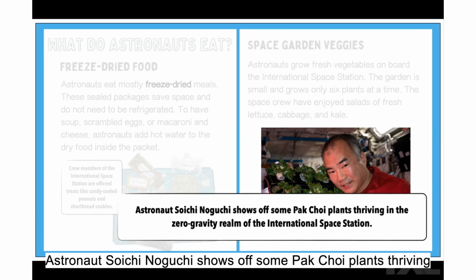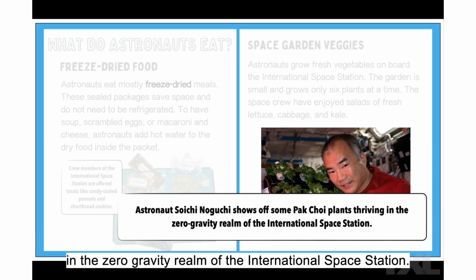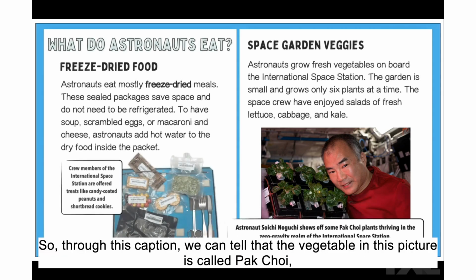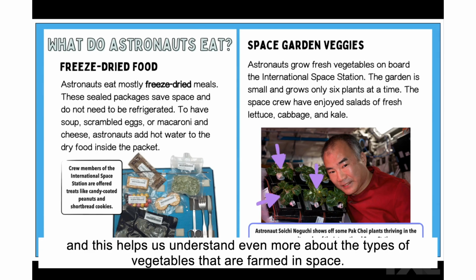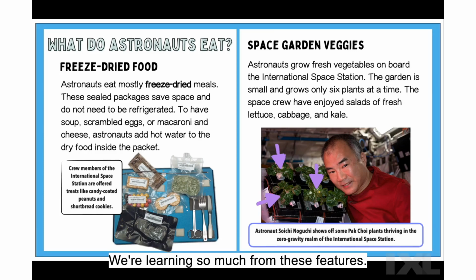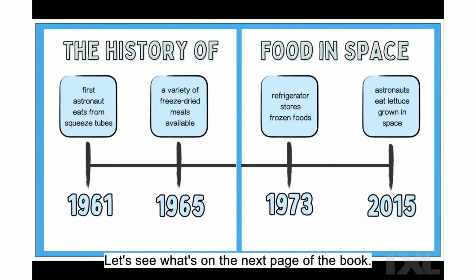Astronaut Soichi Noguchi shows off some pak choi plants thriving in the zero gravity realm of the International Space Station. So, through this caption, we can tell that the vegetable in this picture is called pak choi, and this helps us understand even more about the types of vegetables that are farmed in space. We're learning so much from these features. Let's see what's on the next page of the book.